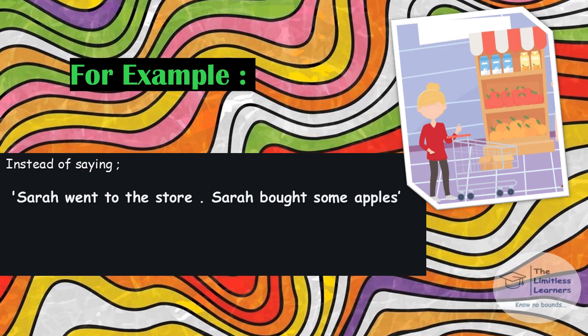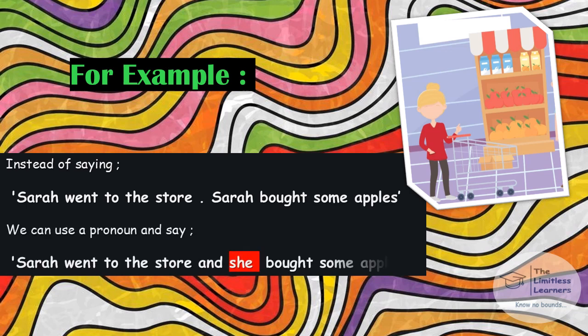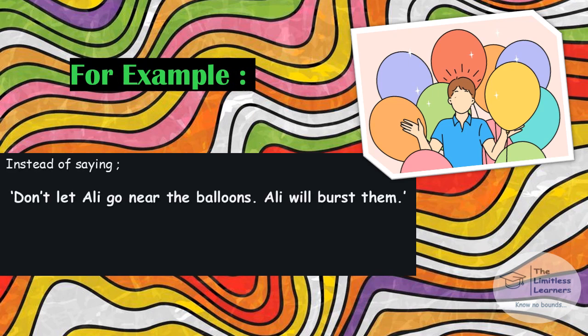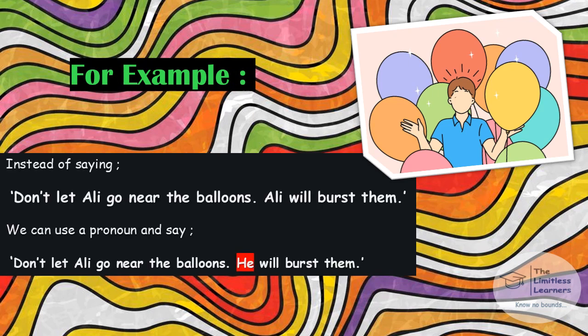For example, instead of saying "Sarah went to the store, Sarah bought some apples," we can use a pronoun, saying "Sarah went to the store and she bought some apples." Let's take another example. Instead of saying "Don't let Ali go near the balloons, Ali will burst them," we can use the pronoun and say "Don't let Ali go near the balloons, he will burst them."